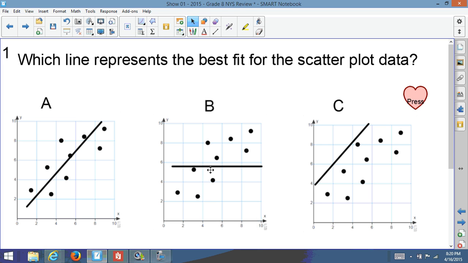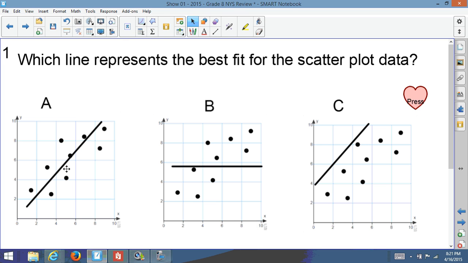It's not going in the same direction, because these are increasing as the X values go up, the Y values go up, but this line is staying flat, so B would be false, so I would not choose that. Now C and A are good lines because they're going up, they're increasing as the X and Y values go to the right, but I notice in C you have all the dots underneath the line, whereas in A, half the dots are above and half are below, and some are on the line.